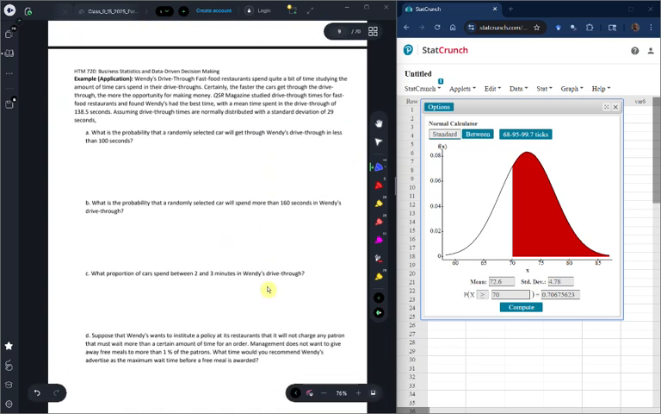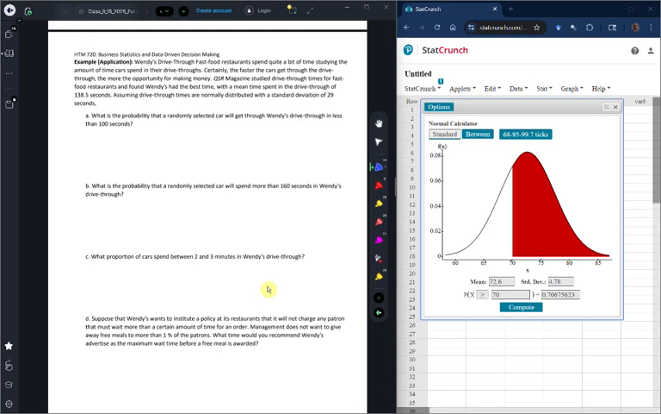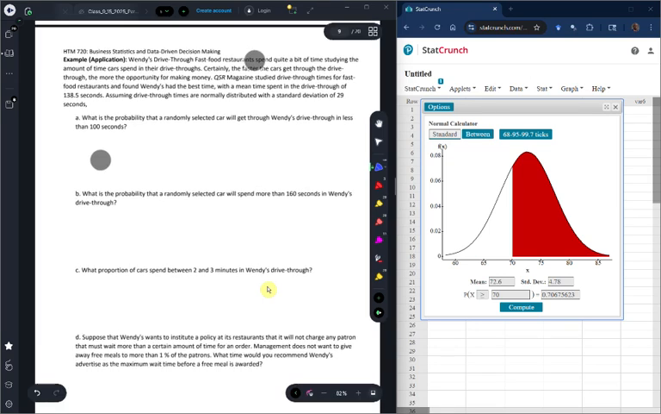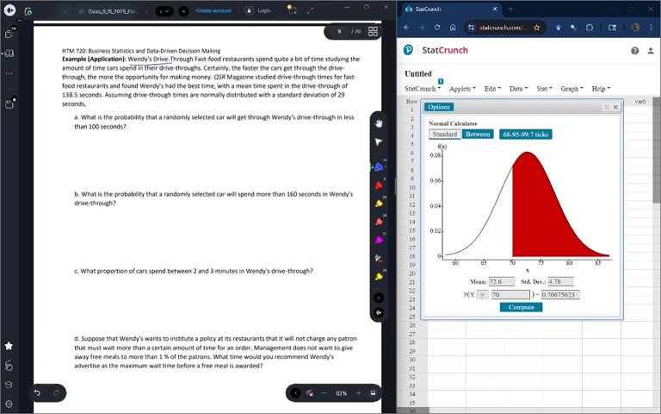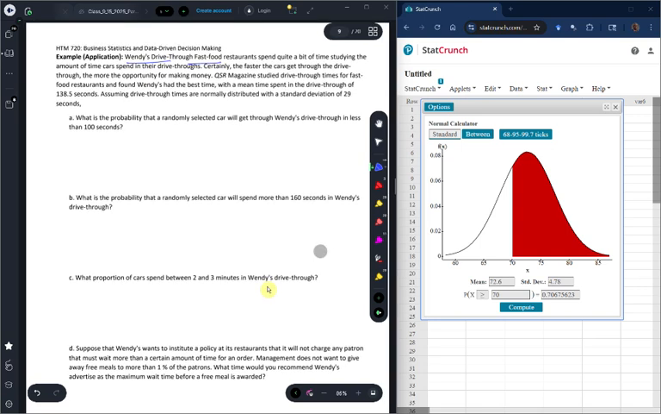All right, here is an application problem. In this problem, we're told that Wendy's drive-through fast food restaurants spend quite a bit of time studying the amount of time cars spend in their drive-throughs. Certainly, the faster the cars get through the drive-through, the more the opportunity for making money.